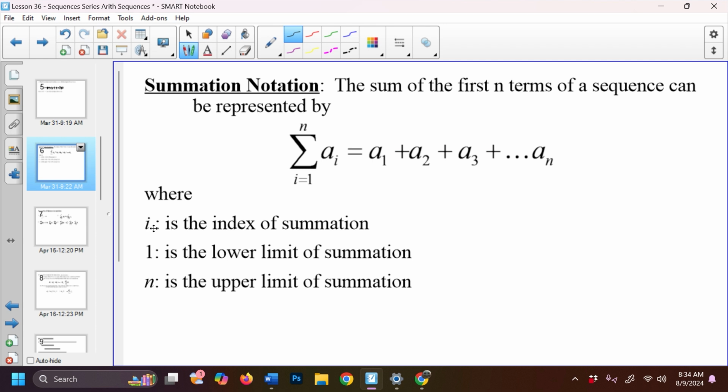And the term that we use, this little I here, we call that the index of summation because that is the variable of that formula. In this case, 1 is the lower limit of summation, and 1 is usually the lower limit because that's how we usually count. We usually start counting 1, 2, 3, 4, 5. We don't usually count 0, 1, 2, 3, 4, 5. But it doesn't have to start with 1. It can start with whatever number it wants to. N is the upper limit of summation. Again, you plug in all of the counting numbers from the lower limit to the upper limit into the formula.